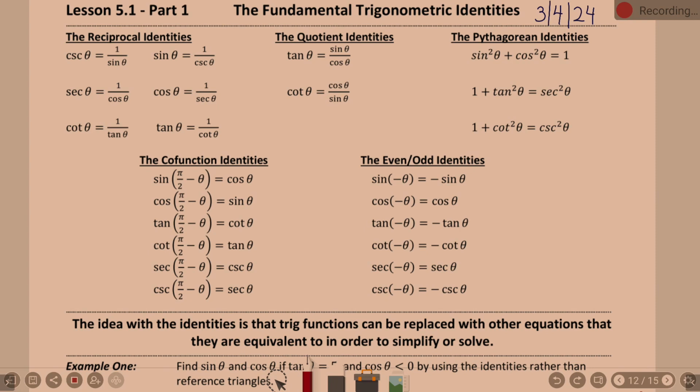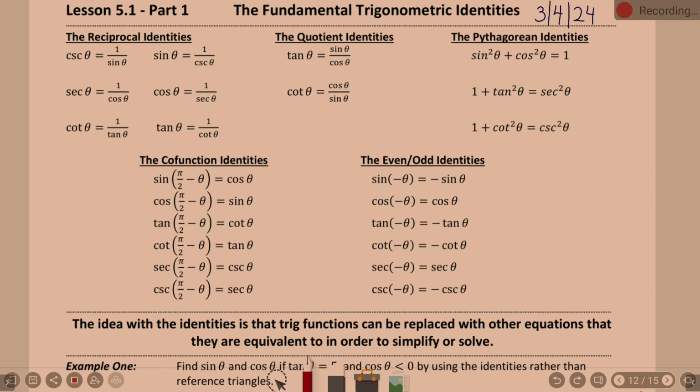Quotient identities. We've talked about these a little bit, not by name, but have we talked about the fact that tangent is equal to sine over cosine? And cotangent is equal to cosine over sine? We've talked about those a little bit, haven't we? So those are our quotient identities.